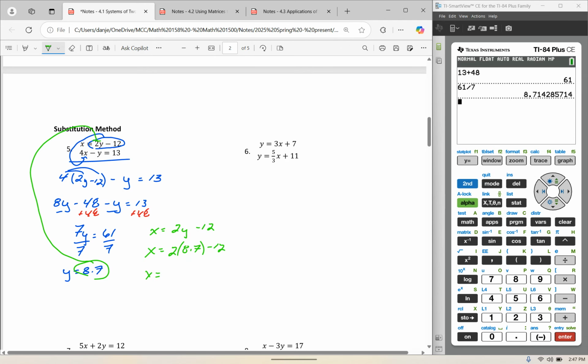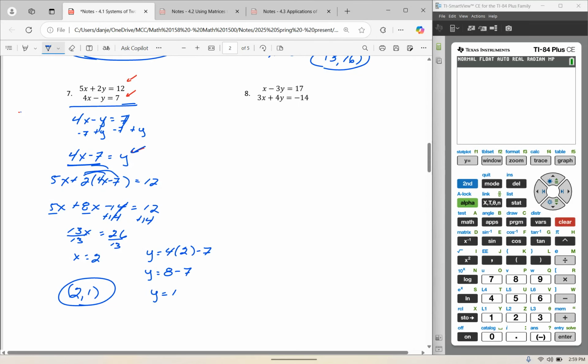Now, what I'm going to do here is, notice the calculator, I still have that 8.7. I'm just going to do 2 times that 8.7, and I'm using the full value, not the rounded value. Minus 12 equals 5.43, or let's just go with 5.4. So our solution then is the point 5.4, 8.7, okay? And that then would be the solution to the system.